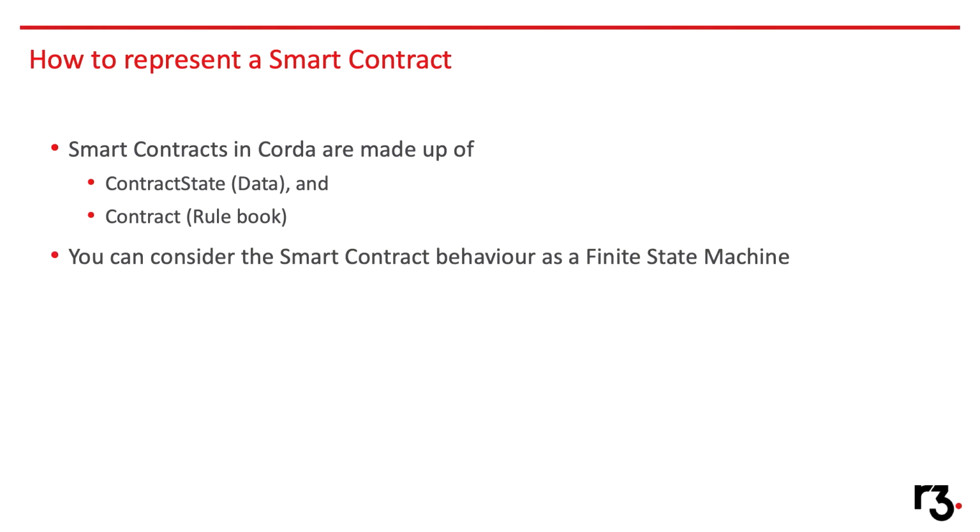And a good way that I've found of thinking about a smart contract is to think of it as a finite state machine. So those of you who've done computer science or electronics or something may be familiar with a finite state machine. It's a thing that can be in different states, and you're allowed to do different things when it's in different states. So the classic example is a washing machine.